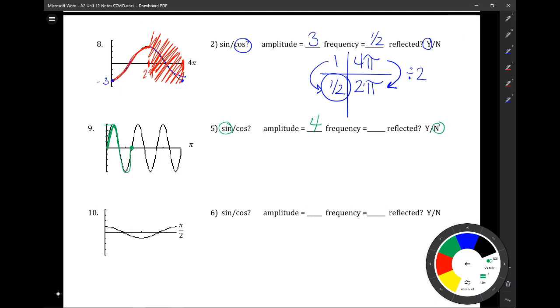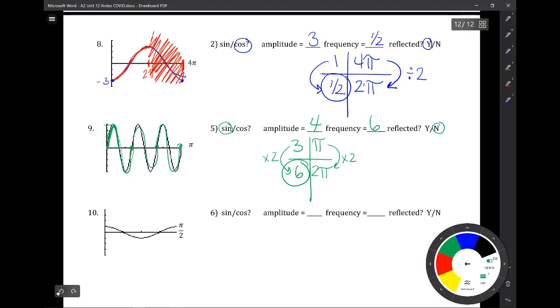And then here we go, frequency. So I see 1, 2, 3. I see 3 curves by the time I got to pi. I want to know how many curves that would be to get to 2 pi. So to do that, I multiplied by 2. If I multiply this side by 2 as well, then that would be 6 full curves by the time I get to 2 pi.